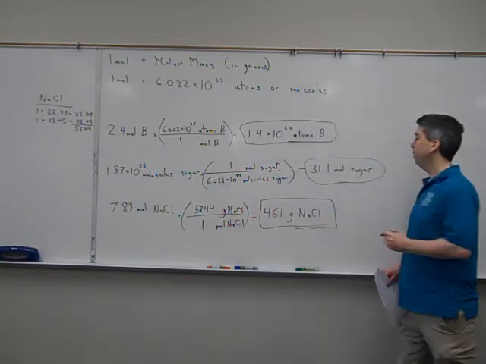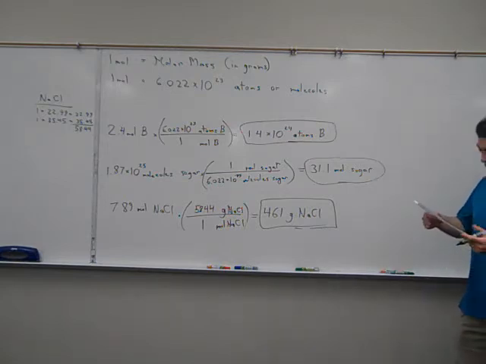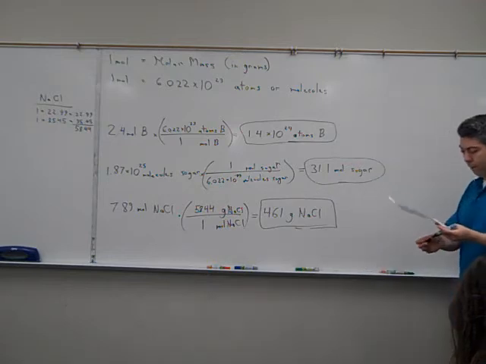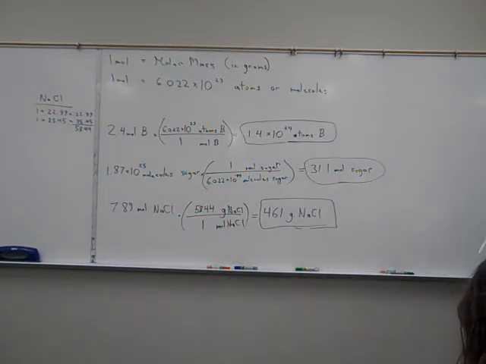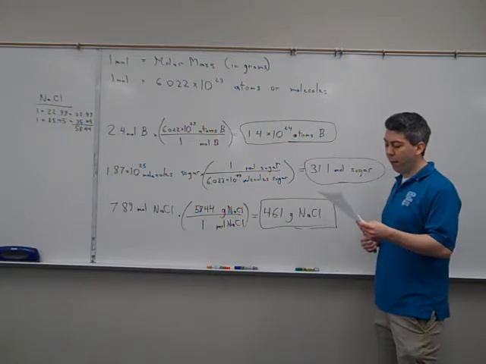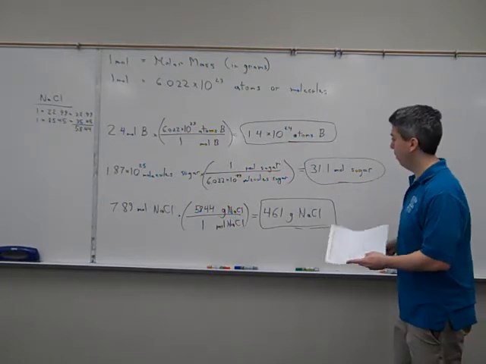All right, very good. So now let's do one that's just slightly more challenging. Number 4 says, how many molecules of H2O, water, are there in 35.8 grams of H2O?